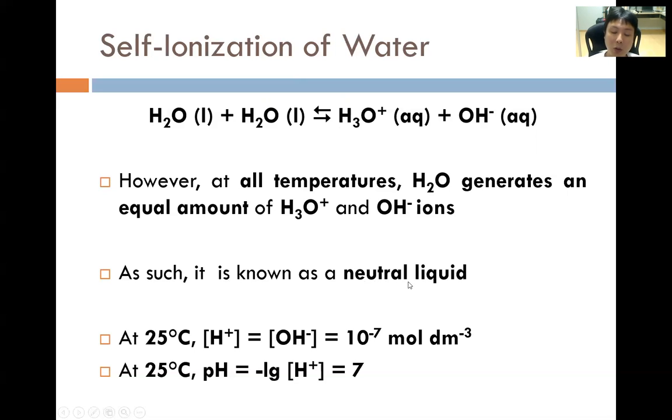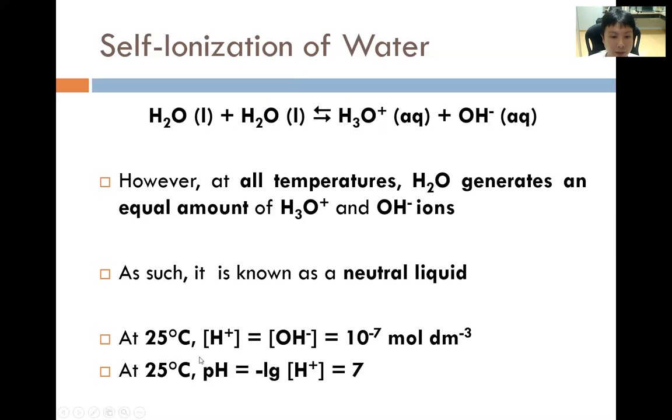When we say that water is neutral, we do not mean that there is no H+ ion. We also do not mean that there are no OH- ions. There are H+ and OH- ions, which arise from this self-ionization process. However, it is neutral because this ionization process always produces an equal amount of the H+ cation as well as the OH- ion. These are some calculations that we'll cover later on when we do acid-base equilibria.